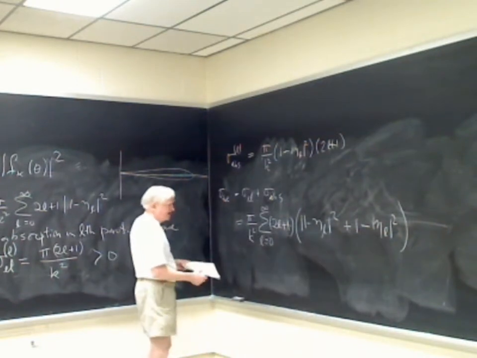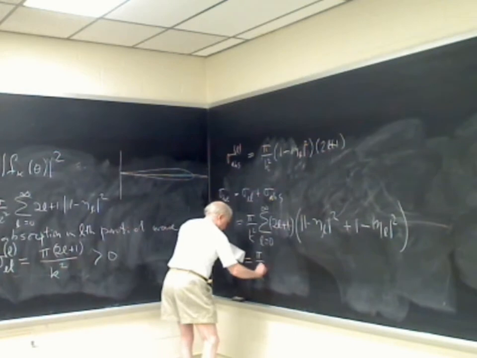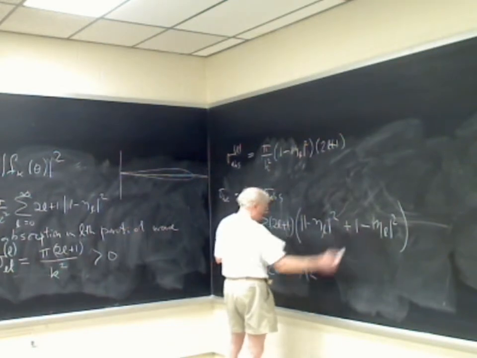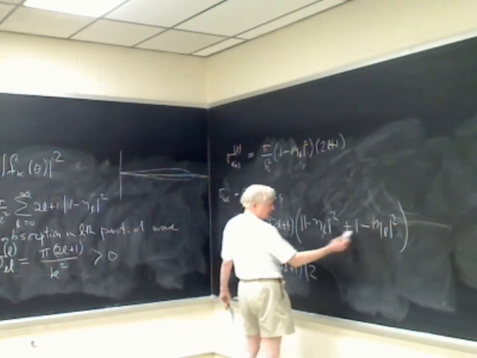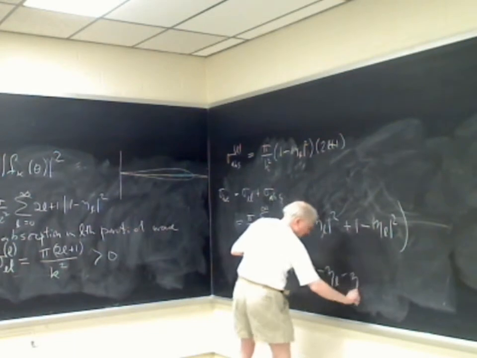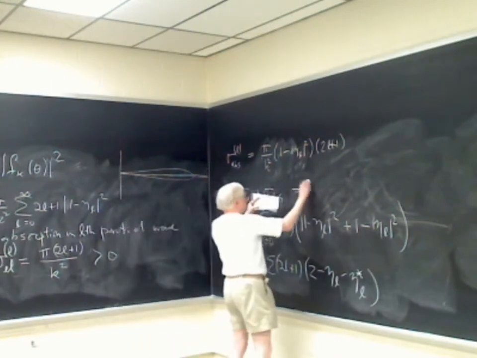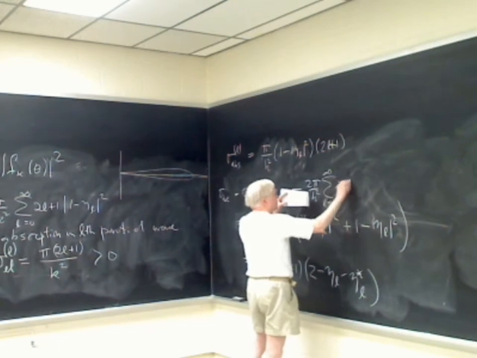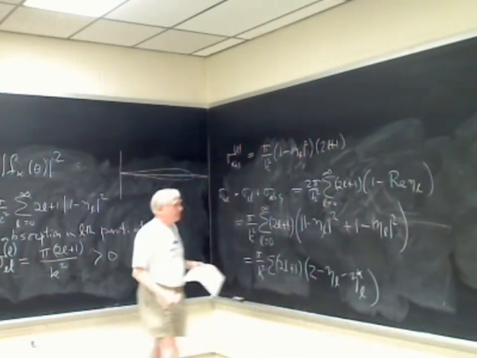Now, if you just multiply that out, what you find is that this is equal to pi over k squared sum 2L plus 1, 2 from 1 plus 1. Then the absolute value of eta L squared from this term is canceled by that, so that one goes away. The only thing you get here is minus eta L minus eta L complex conjugate. So finally, this thing is equal to 2 pi over k squared, sum L equals 0 to infinity, 2L plus 1 minus the real part of eta sub L. Okay, so that's what the total cross-section is.